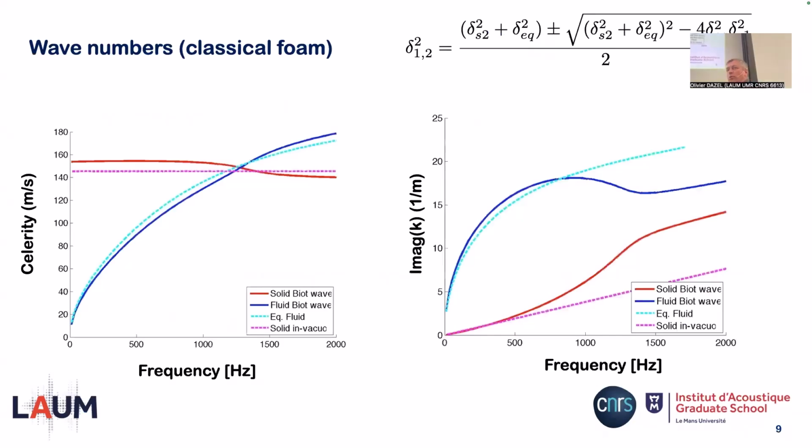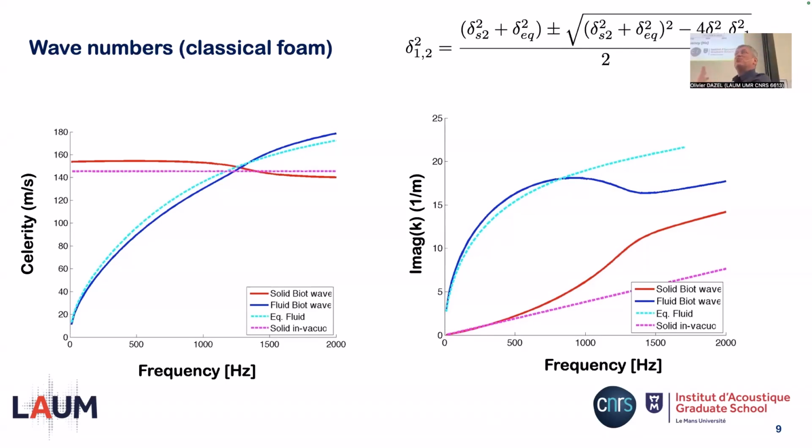So when we do that, just one example on a, let's say, classical foam about the wave numbers. I put the celerity and the imaginary part, just for convenience. And so we see that I have in solid line my 2 values as function of frequency. I plotted in dashed line the velocity of the compressional wave in the in-vacuo solid and also in the equivalent fluid. Equivalent fluid is just when the solid is not moving, so you just have motion in the fluid. So you see that in my 2 Biot waves, I have a wave which is close to the one of the solid when there is no fluid, and one which is close to the one of the fluid when the solid is not moving, the equivalent fluid.